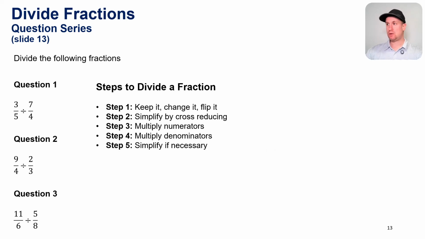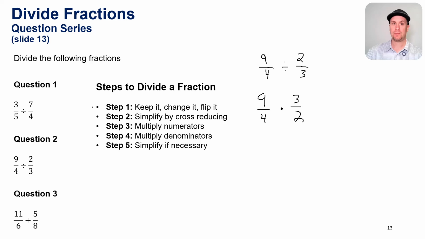Going into question number 2 now, we have 9 over 4 divided by 2 over 3. So let's keep it, change it, flip it. 9 over 4 stays 9 over 4. Division changes to multiplication. And the right side fraction flips over to 3 over 2 here.